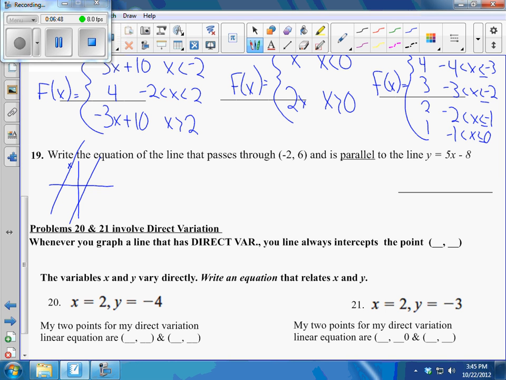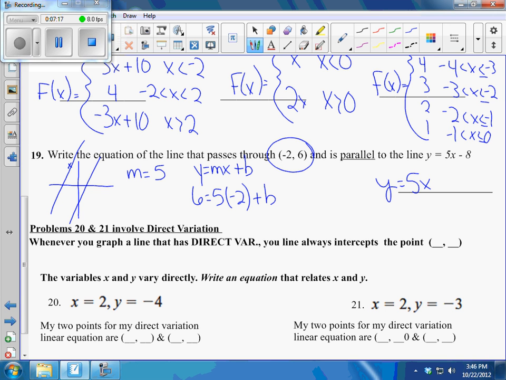So indirectly, they tell me the slope, because the slope of 5x minus 8 is 5, and my new line is going to be parallel to it, so my new slope is definitely 5. So I can start my answer. And now to figure out what b is, I'm going to take this point, and I'm actually going to use the y equals mx plus b version for this round. So in for y goes 6, m is 5, x is -2.